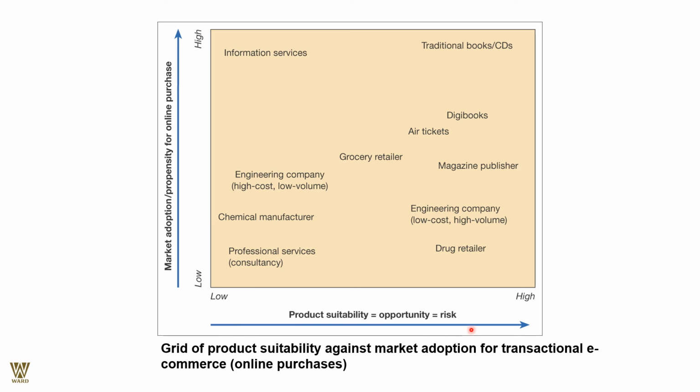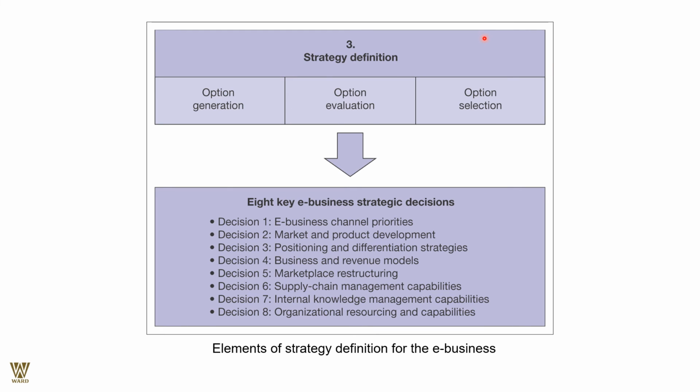On the x-axis, we have the product suitability opportunity and risk, and the market adaptability, the propensity for online purchases, as the case might be. Let's say professional services: absolutely low. We want to see the person with whom we are working. It can be a beauty parlor, legal services, professional services, chemical manufacturers, to something like traditional books and CDs, which can be purchased offline, or both online and offline altogether, but the propensity of purchasing online would be much higher compared to professional services, which will actually be accessed through an offline fashion. So let us understand the strategy definitions.